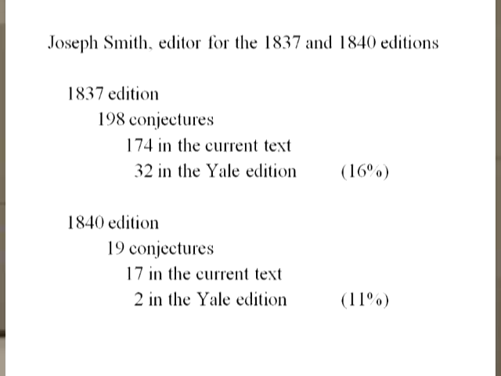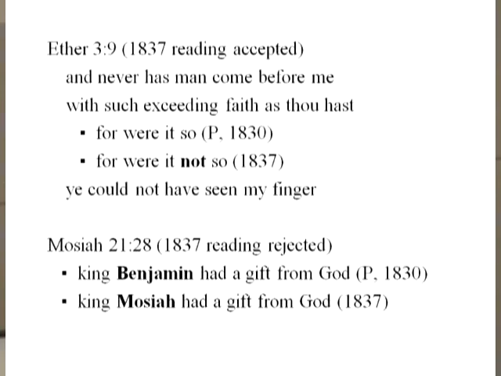Joseph Smith made a large number of conjectures for the 2nd edition, a few for the 3rd edition. Joseph Smith very often was trying to remove difficult readings. He just felt, this is difficult to deal with, let's do this. And so you'll see that his percentage is rather low because he is trying to remove difficult readings. There's one here where he inserted a not that I think is correct. Another one where he changed King Benjamin to King Mosiah. I think that's incorrect. And you can read the arguments in Volume 4.